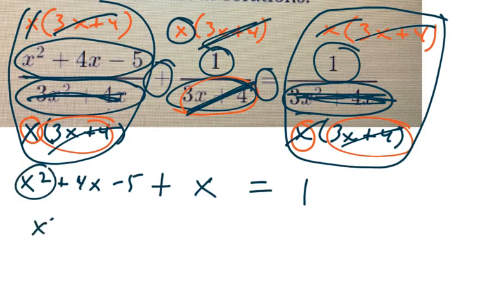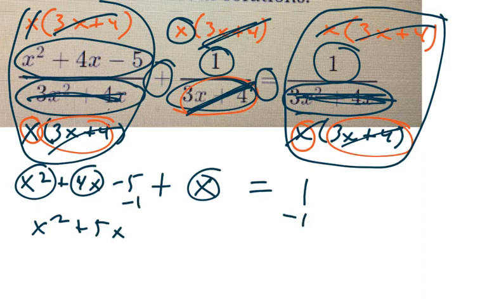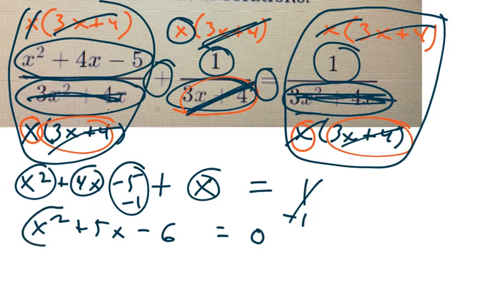I got an x squared. I know 4 and 1 is 5x. I'm going to go ahead and subtract 1 from both sides. So right there, I'm going to end up with x squared plus 5x minus 6 equal to 0. Because remember, guys, whenever we have a quadratic, you want it to equal 0 to solve it, right? And this one, why don't we solve by factoring? You could use the quadratic formula, however, but factoring is going to be quicker.